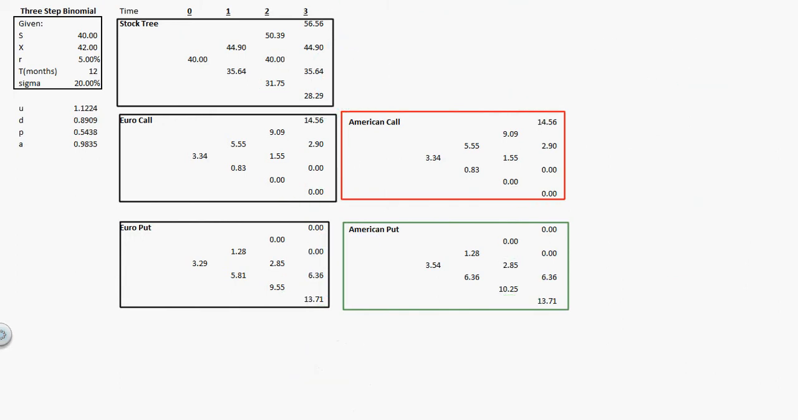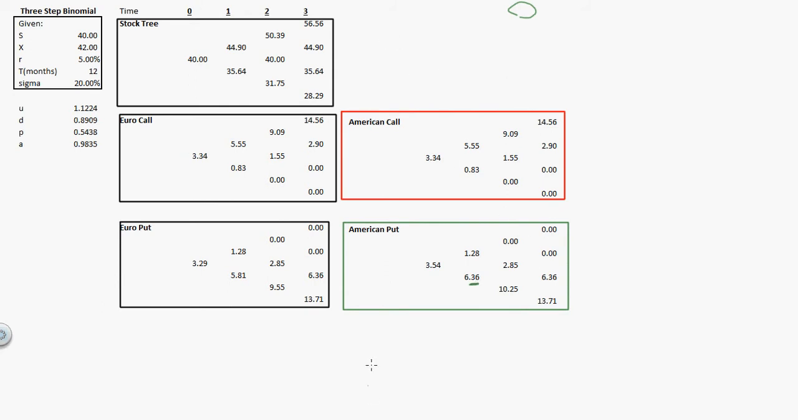That has implications going back the rest of the way. So let's check this value right here. This 2.85, if I were to exercise at this point, it would be 42 minus 40, that's $2. I'd rather keep that alive at 2.85, so I don't want to do that. So I check everything going in reverse time order.